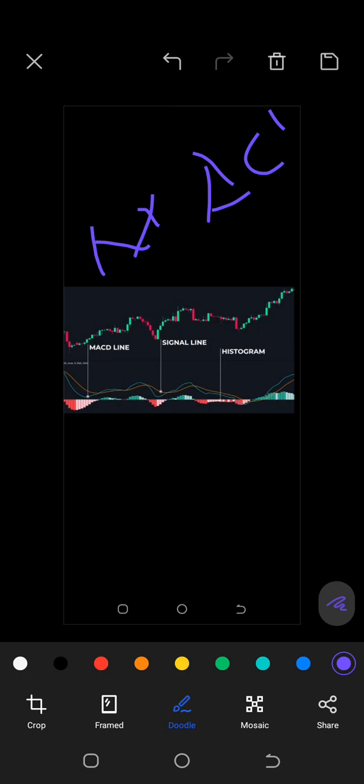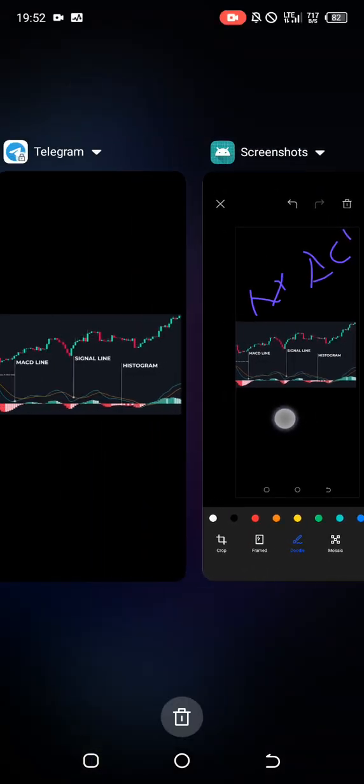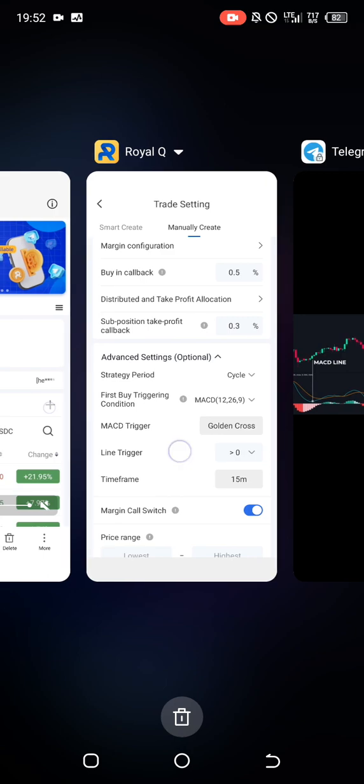The MACD indicator, as you know, consists of 3 components, namely the MACD line, which is the DIF. When you go to your Royal Q, you will see DIF. Let me go back here.